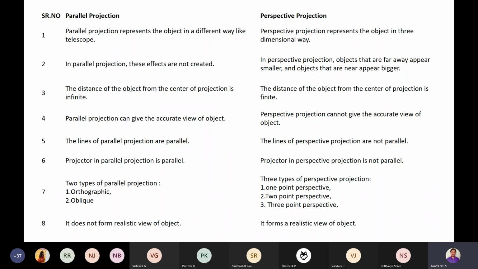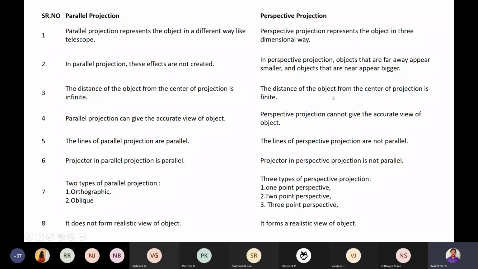Here there is no such concept, because there is no center of projection. Since the lines are parallel, you will not see the end. So that is why perspective effects will not be created in parallel projection. The distance of the projected object from the center of projection is infinite. We cannot measure the distance, as the lines are parallel. There is no COP, they will not meet at any point.